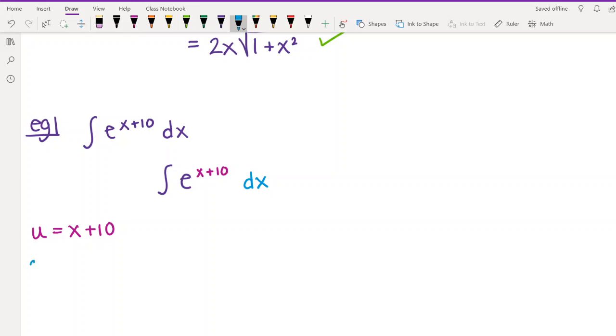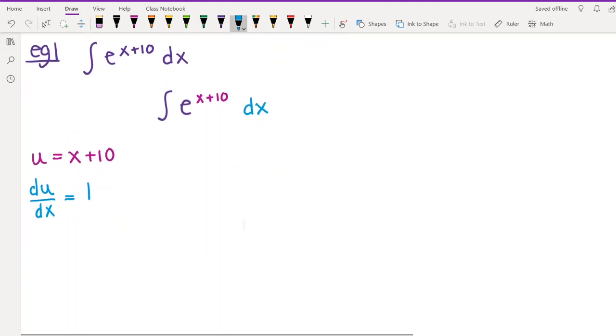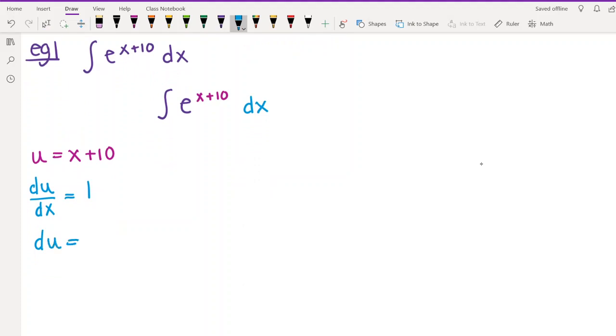And then du dx would just be equal to 1, right? The derivative of x plus 10 is just 1. And so that would tell us that du actually is just equal to dx. So when we go in and do that substitution, we would get the integral of e to the u du, which we know is just equal to e to the u plus c. And then we would go and put back in our original input, so e to the x plus 10 plus c.